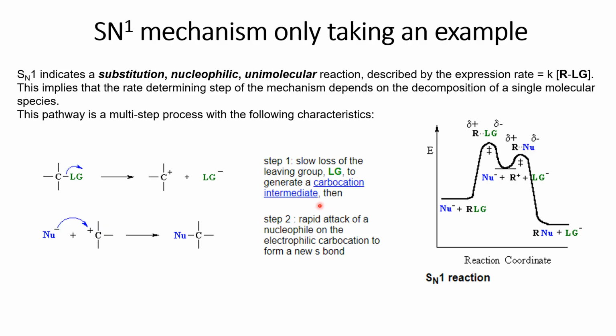So first step, the removal or the loss of leaving group. Halide ion will go out, that is Lg minus. And then the second step, nucleophilic attack. So here the carbon is represented by plus sign. So this carbon with the plus sign, it is called as carbocation. That too, it is electrophilic. Why it is electrophilic? Plus charge is carried by carbon. That means it needs electron.